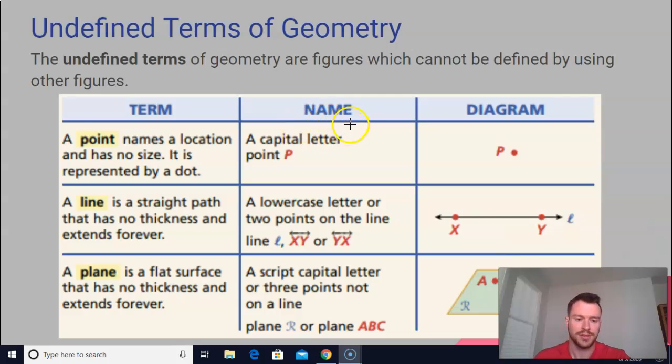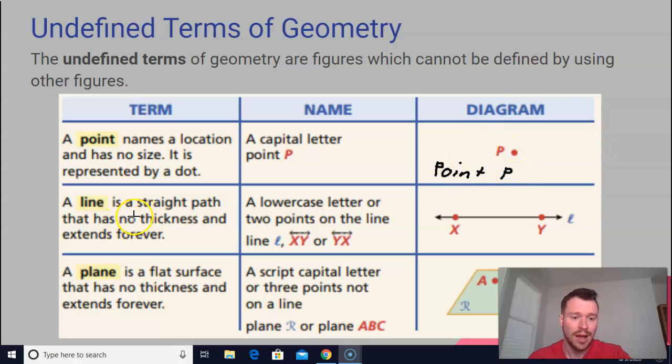So the first undefined term that we'll discuss is a point. A point names a location and it has no size. It is represented by a dot. So when we look at this diagram, we see point P. The way we would name that is we would simply write the word point P. So a point needs to just be a dot and it needs to be labeled. You see that diagram is labeled with that P and then its name is point P.